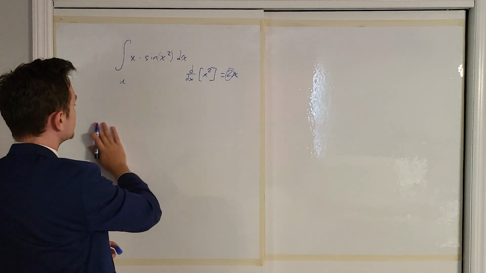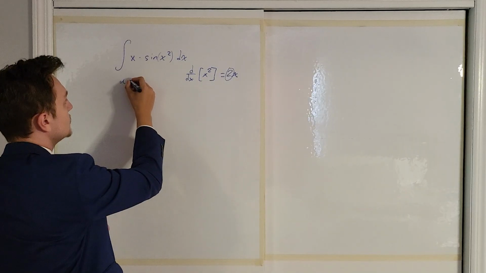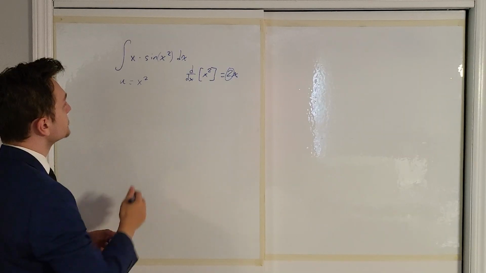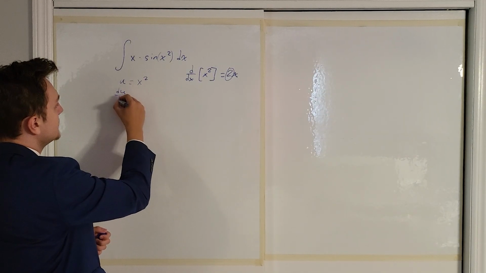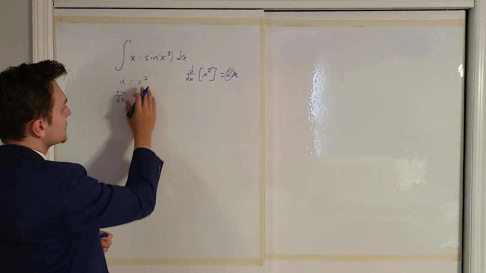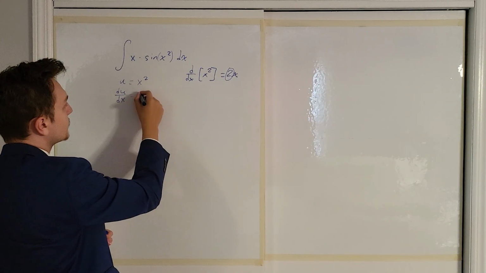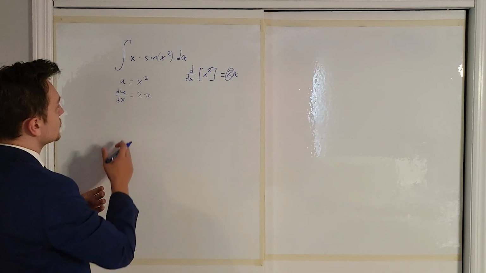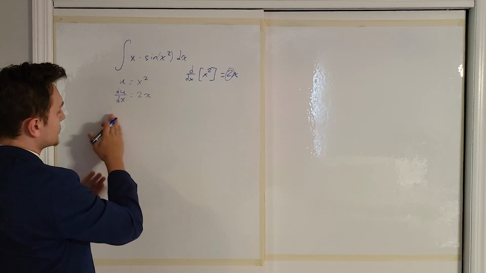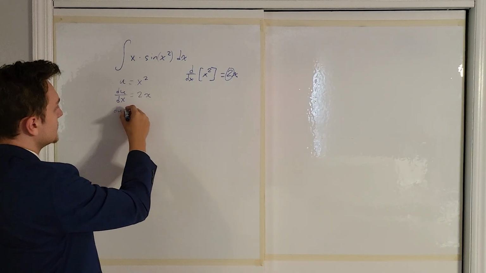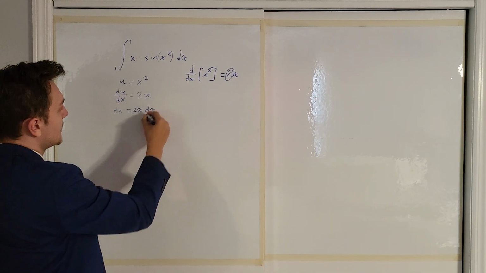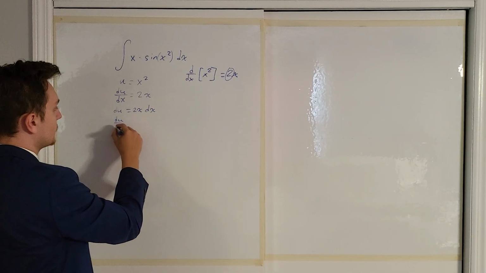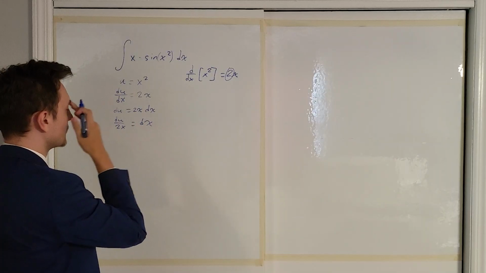So what I'm going to define u as is u equals x squared. And then I'm going to say du by dx, the derivative of u with respect to x, means I just take the derivative of this side, equals 2x. And then I'm going to try and isolate dx. So I'm going to multiply both sides by dx. I'm going to get du equals 2x dx, and then I'm going to divide both sides by 2x. So I'm going to get du over 2x equals dx.